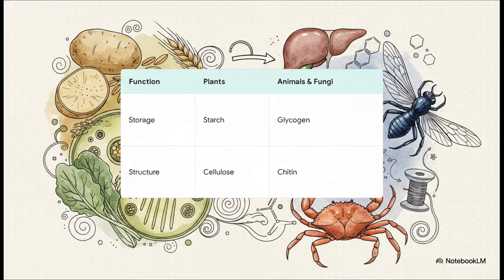But remember, carbs aren't just fuel, they're serious building materials. Plants build their cell walls with straight, alternating chains of glucose called cellulose, which is exactly what we call dietary fiber. And this is wild. Animals and fungi actually modify their glucose with nitrogen to make something called chitin. Chitin is the exact stuff that makes up the crunchy exoskeletons of insects and crabs. And get this, a fascinating little fact, it's also used to make surgical thread that naturally dissolves inside your body over time. How cool is that?